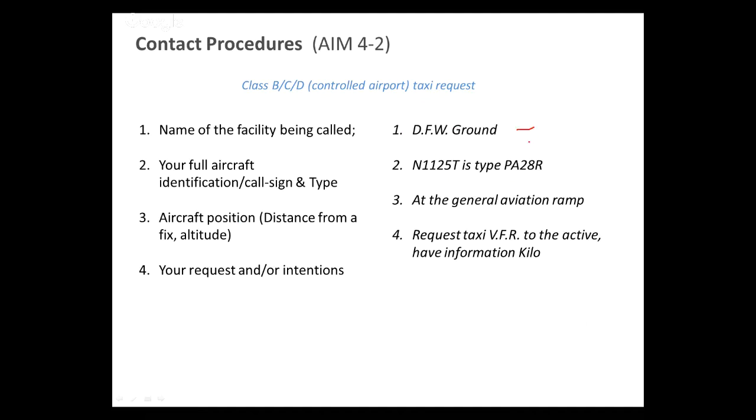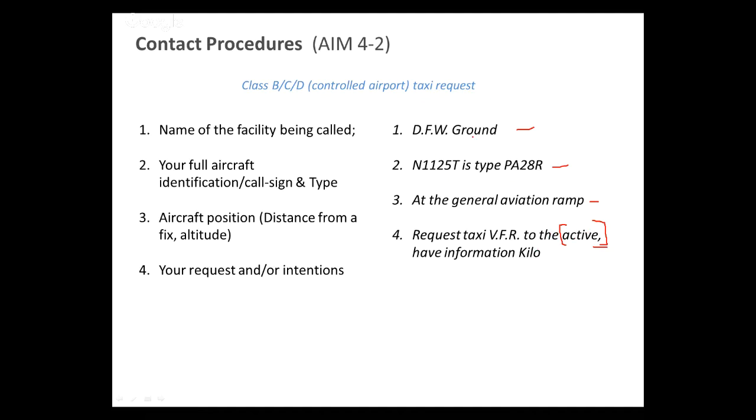DFW ground. November 1125 Tango is type PA28. At the general aviation ramp. Request taxi VFR to the active. Have information kilo. And I'm doing a little bit of shorthand here, but active is short for active runway. Whatever runway is currently active for takeoffs and landings, that's where I want to taxi.